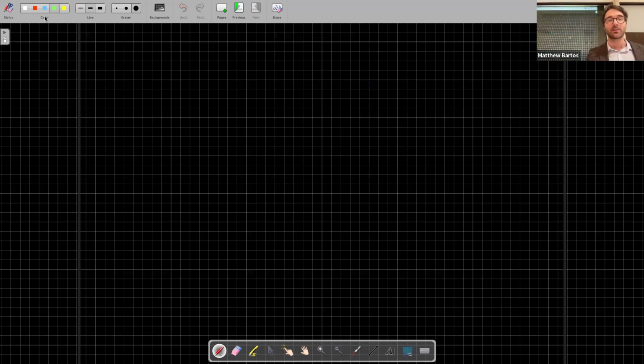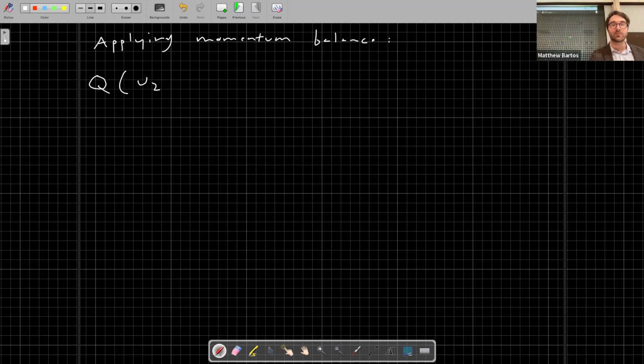So we can apply our momentum balance. We have from the equation we just derived, the flow rate Q times quantity U2 minus U1, that's the velocity out minus the velocity in, is equal to G times quantity H bar 1, that's the centroidal height, times A1, the cross-sectional area at the upstream end, minus H bar 2, the centroidal height at the downstream end, times A2, the cross-sectional area at the downstream end.